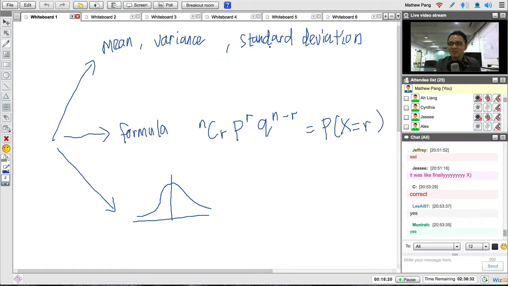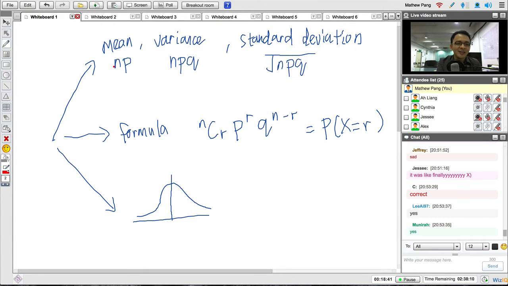So they have some formulas. Mean is n multiplied by p, variance is n multiplied by p multiplied by q, and standard deviation is the square root of npq. Of course, you need to understand the meaning of n, p, and q.